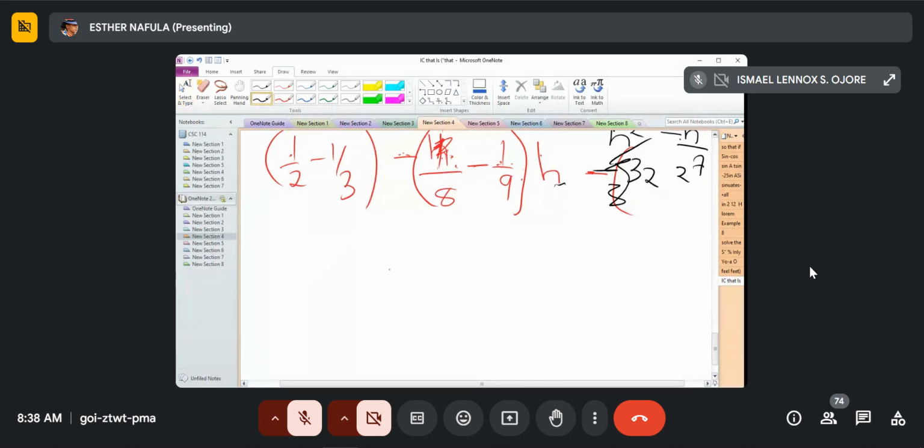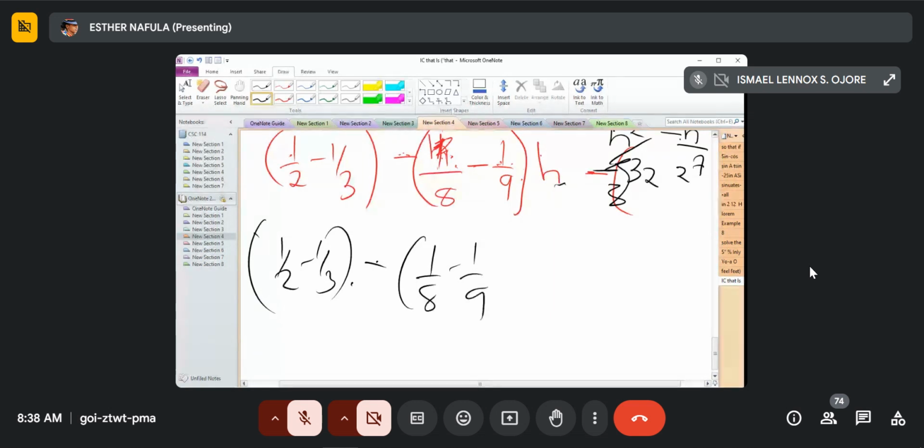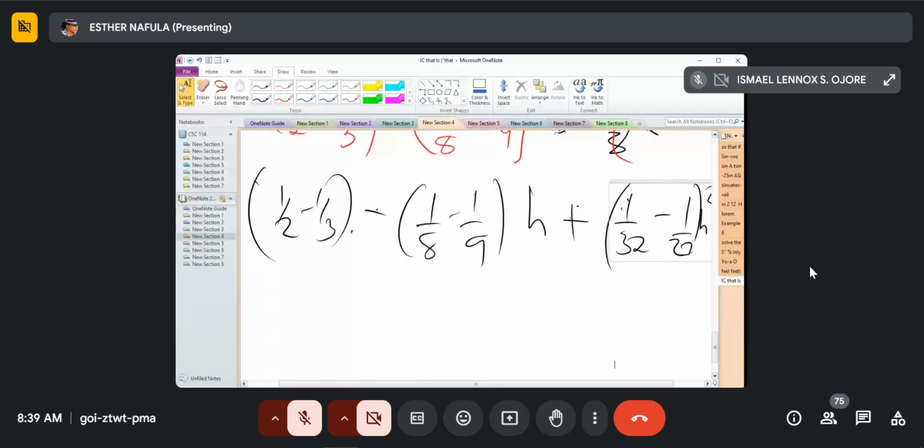Actually, we don't have to factor out a negative, so this is a half minus a third. Here we had a minus 1 over 8 minus 1 over 9 times the h. Here it's plus 1 over 32 minus 1 over 27, h squared outside. Okay, that's okay. So in the equation that you wrote above, where you have a plus here, it was minus. Okay, thank you for that observation.